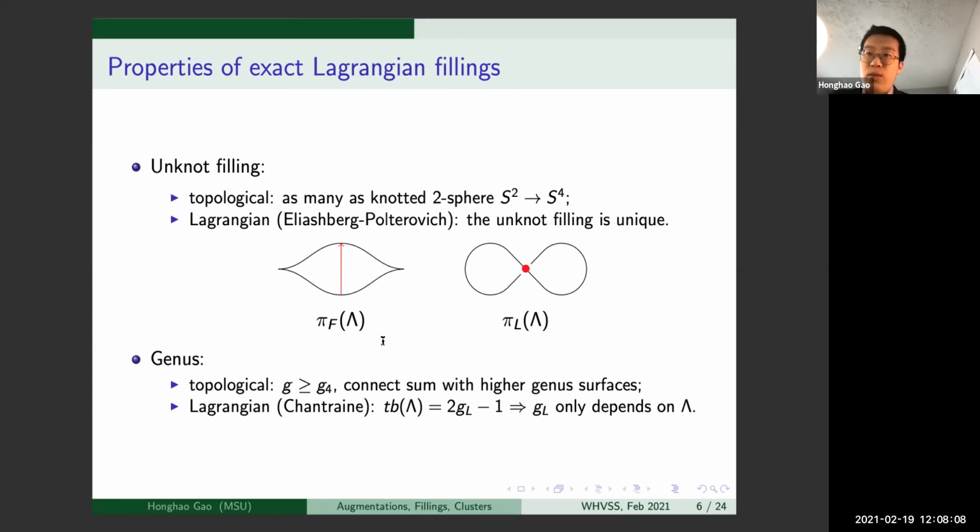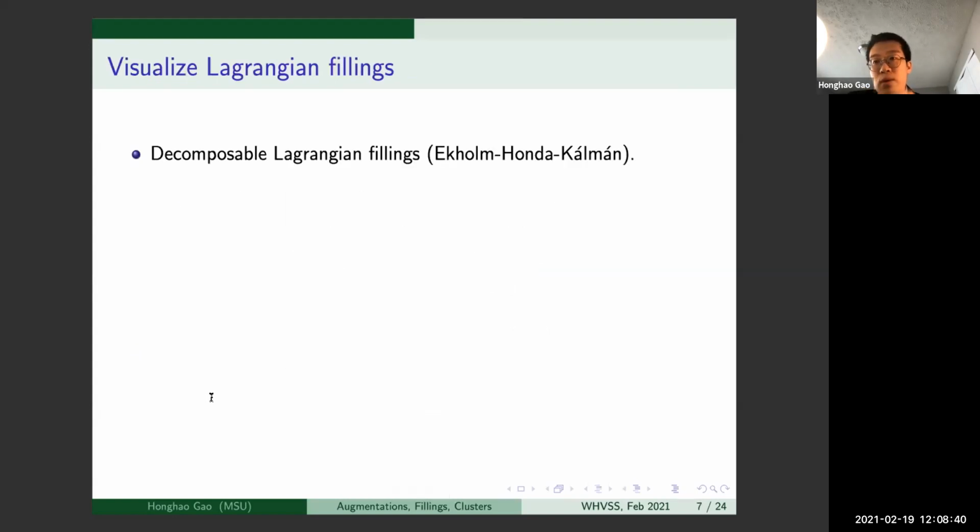So these two properties are important. The first property characterizes that exact Lagrangian fillings are sort of scarce compared to smooth fillings, so that it's possible to enumerate how many fillings there are. And the second property says all the fillings have the same genus, and this hints at some of the algebraic constructions we will talk about later. So these are the properties of exact Lagrangian fillings.